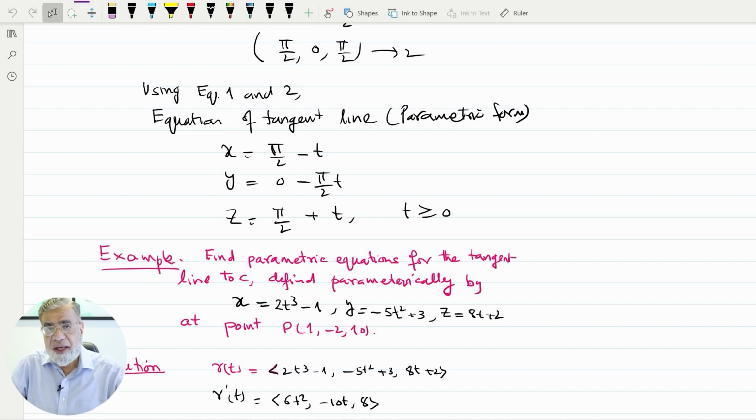So write the equation of the line. We need two things: we need a point and we need a vector parallel to the line. Here the point is given to us. We want to find the vector, and the vector is our r dash of t.